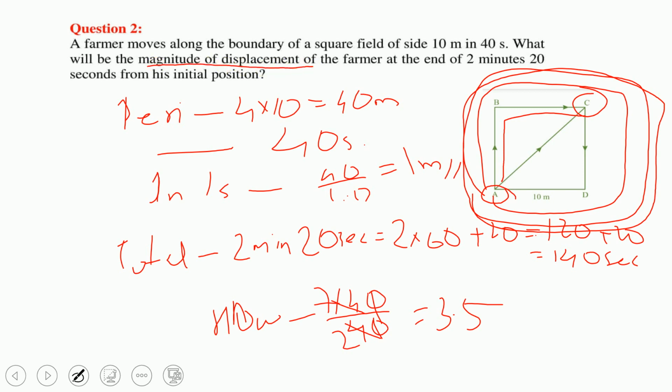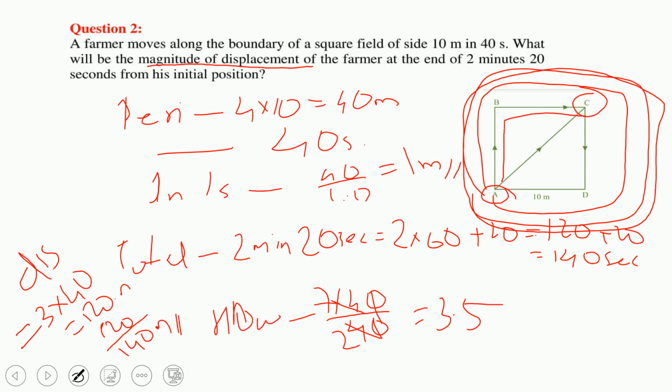It traveled 3.5 rounds, so the distance is 3 into 40 meter, that is 120 meter, plus in 0.5, that is 20 plus 20, that is 140 meter. The total distance traveled is that. But that is not the question; here we need the displacement. Displacement is a straight line from the initial position to the final position, correct? So we have to find AC.